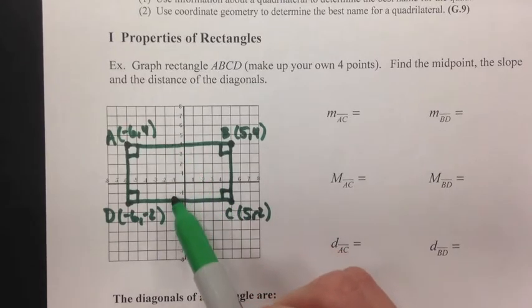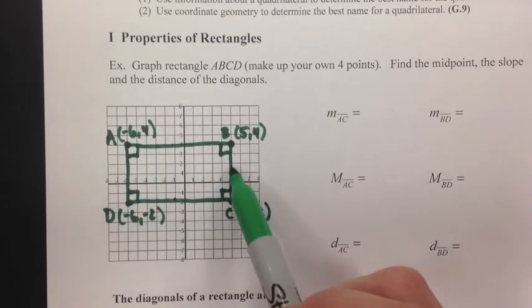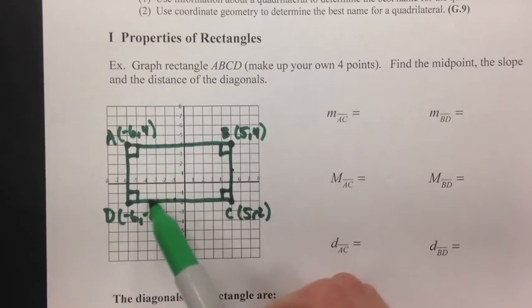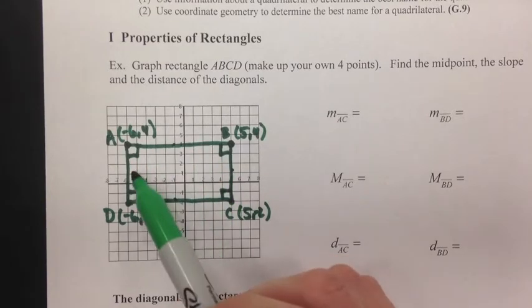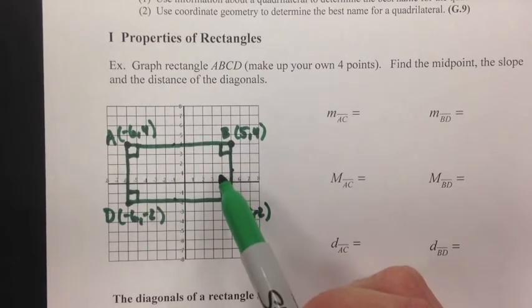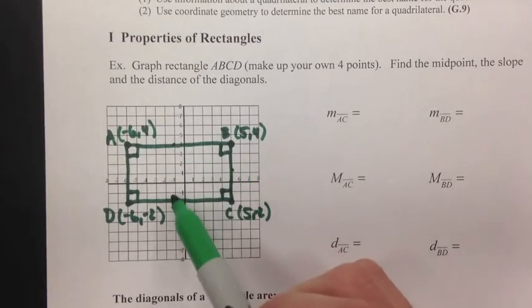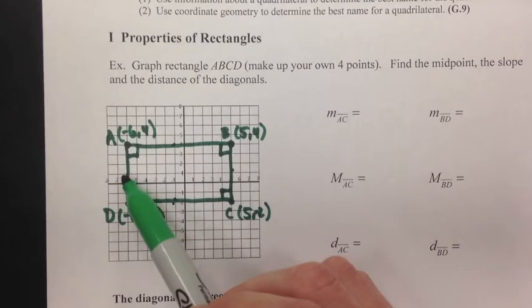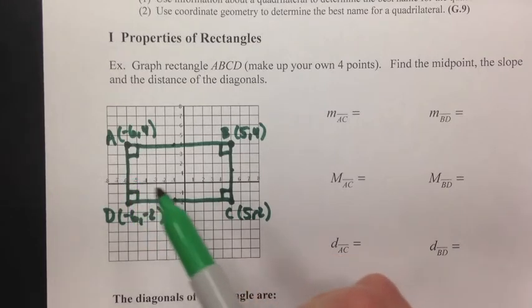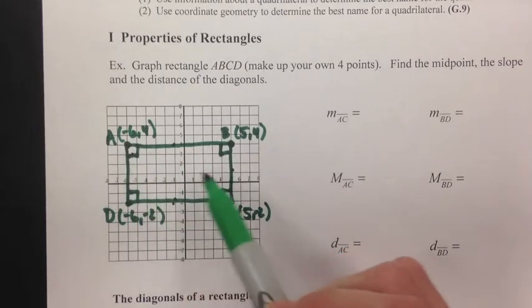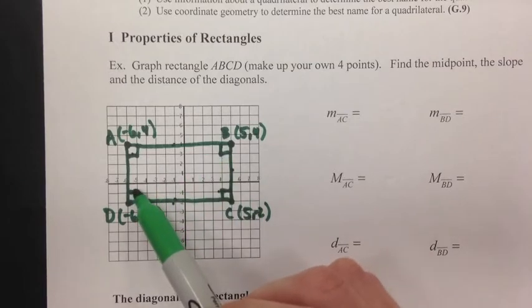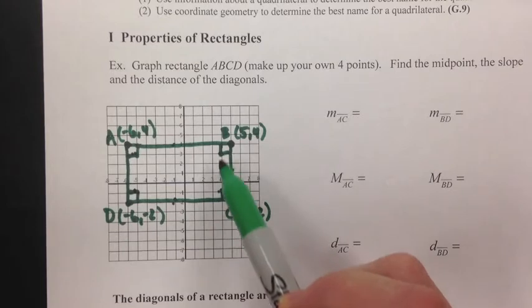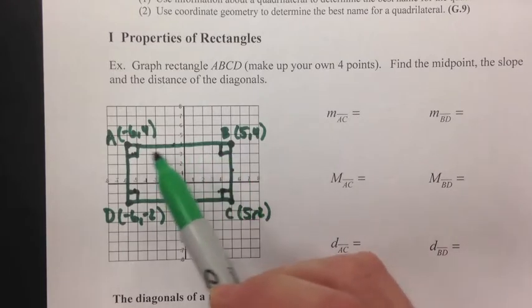The opposite sides, both pairs, will be parallel. You can eyeball this and say, yeah, these are zero slopes, these are both undefined slopes, those are parallel lines. The opposite sides are going to be congruent. We could count this and show that they're the same distance. The opposite angles are congruent, they're all 90. The consecutive angles add up to 180, they're supplementary.